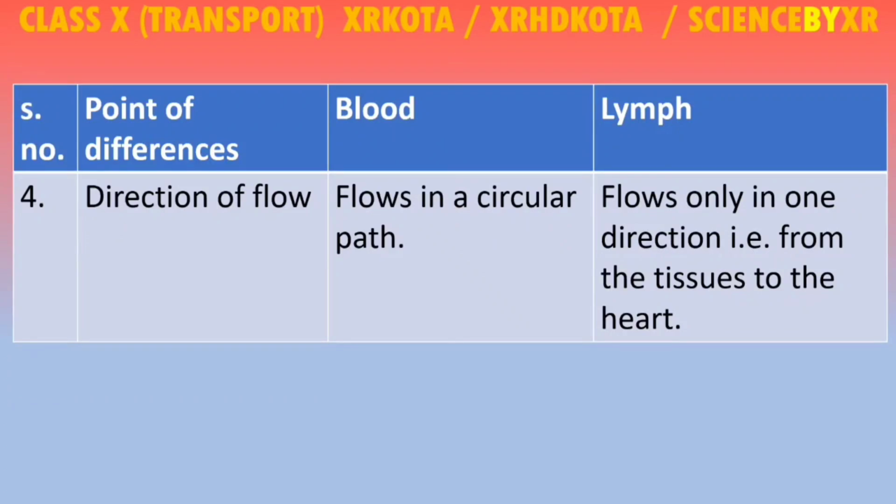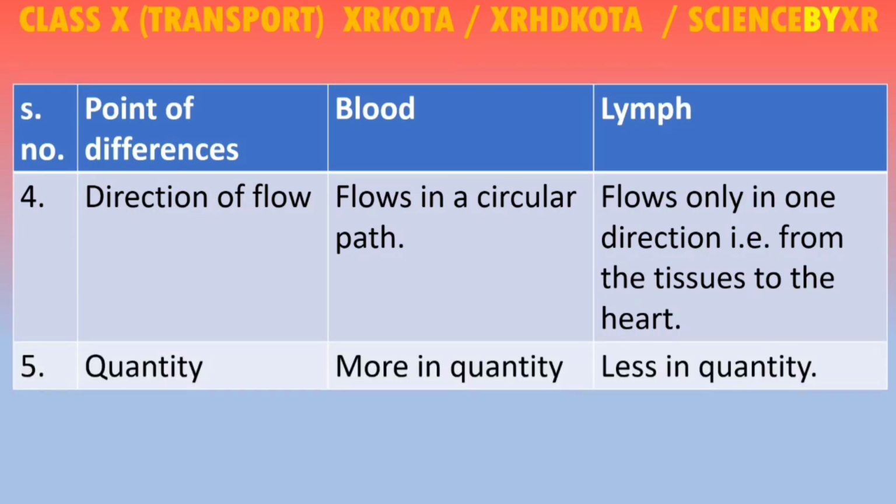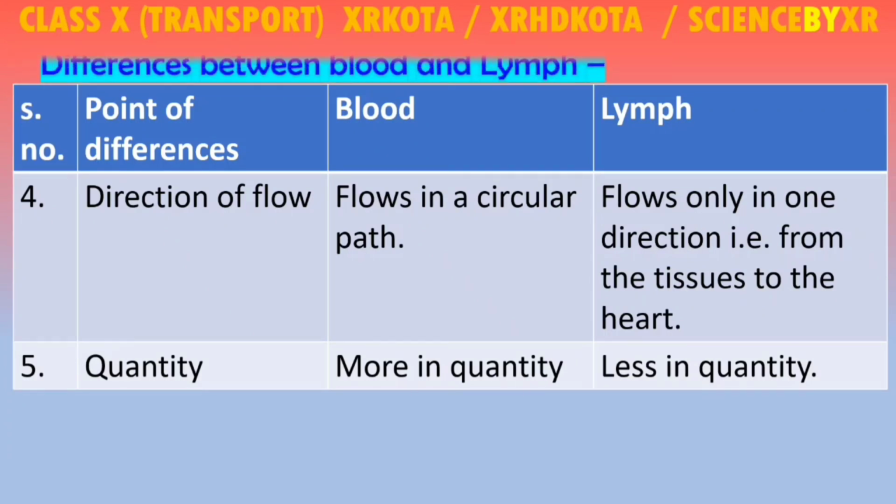Point number 4, direction of flow. The blood flows from the heart to the tissue and from tissue to the heart, in both directions in a circular path, whereas lymph always flows from the tissues to the heart only. Lymph doesn't flow from the heart to the tissues. Point number 5, quantity. The blood is more in quantity, around 5.5 liters, whereas lymph is less in quantity because it is filtered from blood itself.